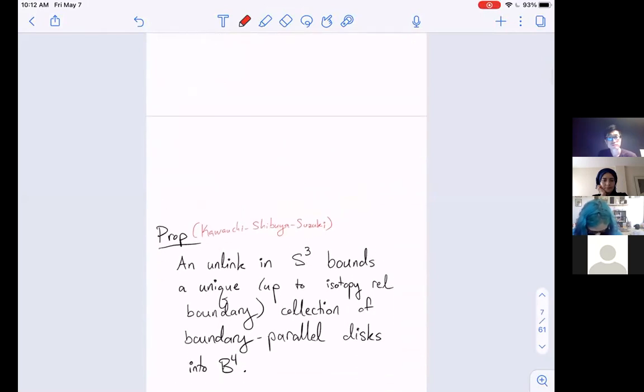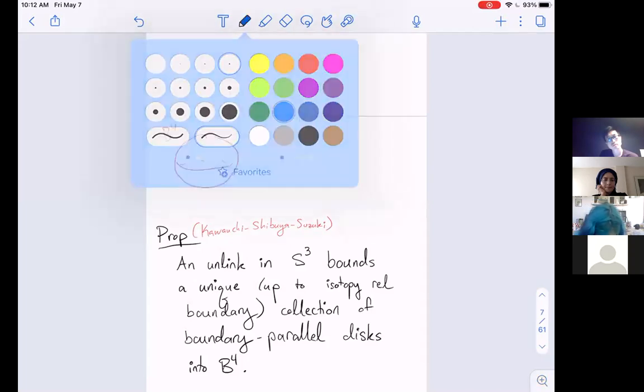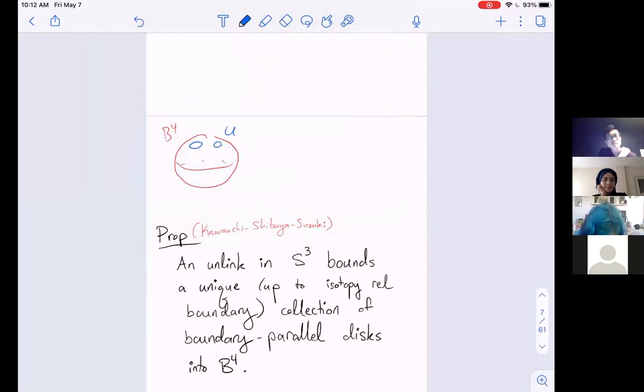So here's a theorem, or I guess I wrote proposition because it's not that hard to prove. Then some setting where we only have to give you a little bit of information and you can determine a whole surface. So if you're studying surfaces that are properly embedded in B4, so here's B4, then it's a fact that if I give an unlink in the boundary, so here's an unlink, then it bounds a unique collection of boundary parallel disks in B4 up to isotopy rel boundary.